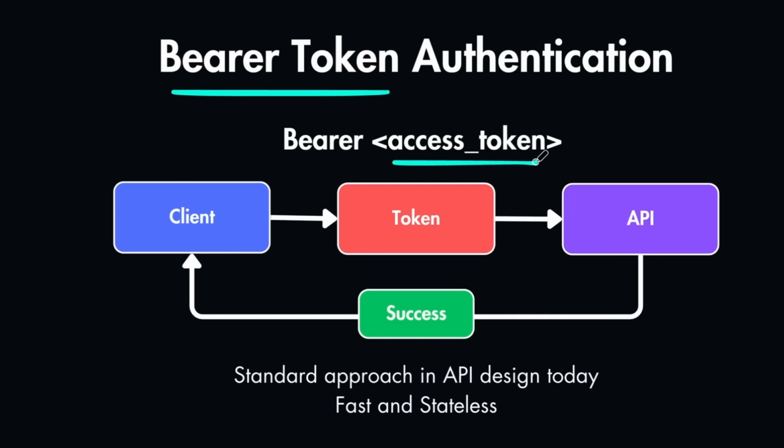Instead of the username and password encoding. So whenever the client needs to access resources, they send this token within the request, and then your API verifies or rejects the token. And if it verifies, then you send the successful response with the data that they requested. Bearer tokens are the standard approach nowadays, especially in API design, because it is fast and stateless, which makes it easy to scale those APIs.